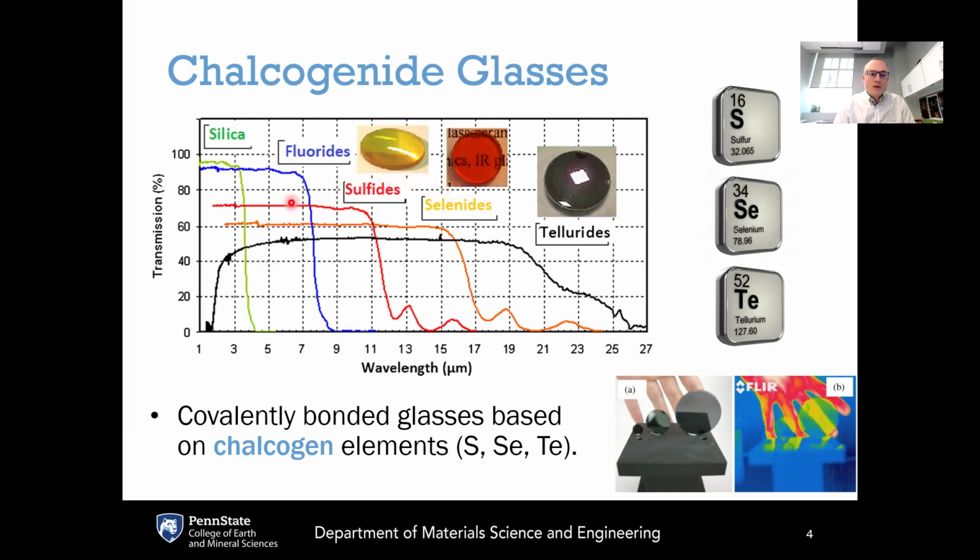This figure shows a transmission window for various types of glasses here as a function of wavelength. Silica has really good transmission across the visible, of course, and a little bit into the infrared.